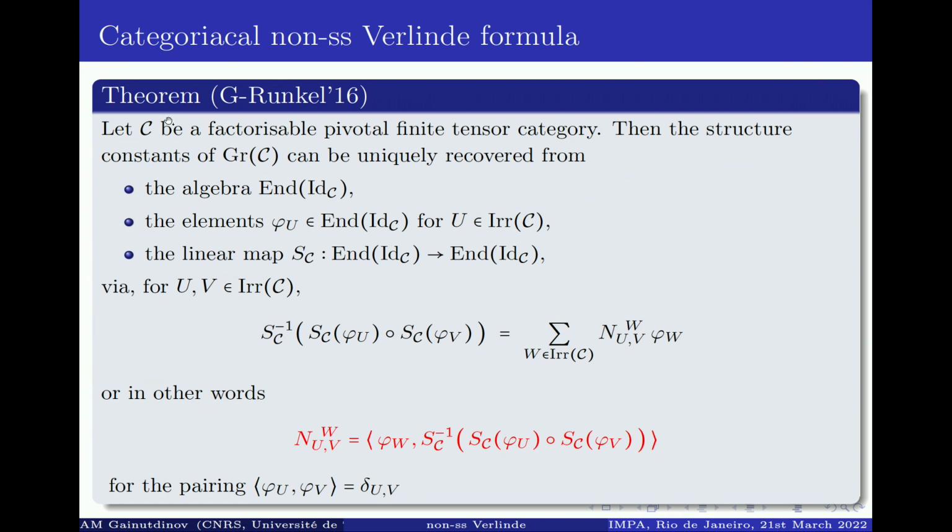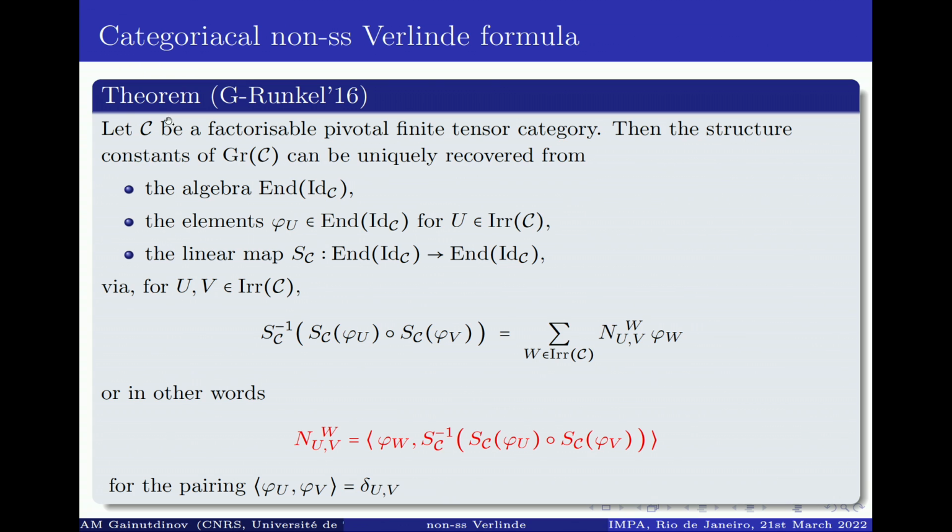Okay, I introduced this necessary ingredient, and let me give a categorical non-semi-simple Verlinde formula, which is sort of an analog of Turaev's. It's a bit more intricate, but anyway. Let C be a factorizable pivotal finite tensor category. This is a theorem with Ingo Runkel, 2016. We gave it in a more general setting, just factorizable pivotal categories, but MTC is okay. So the structure constants in the Grothendieck ring can be uniquely recovered.